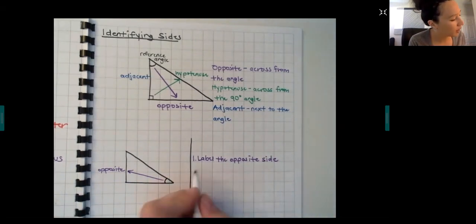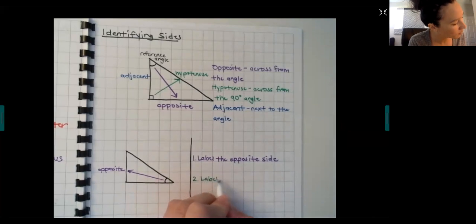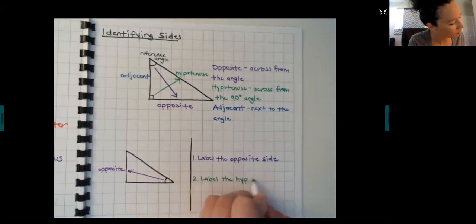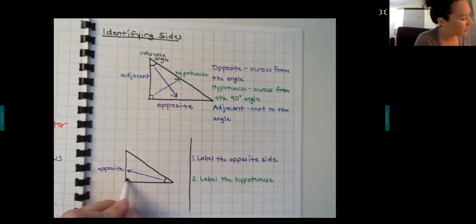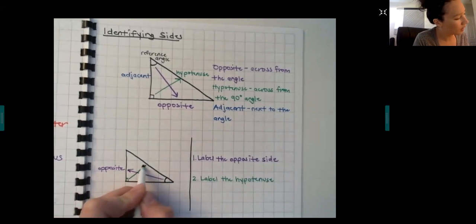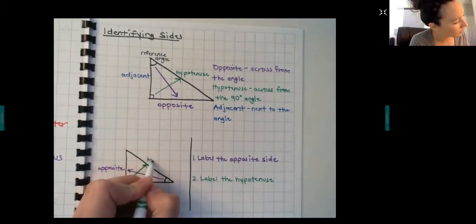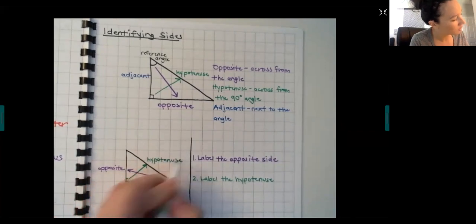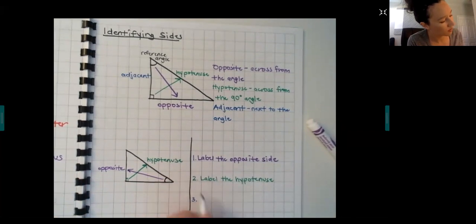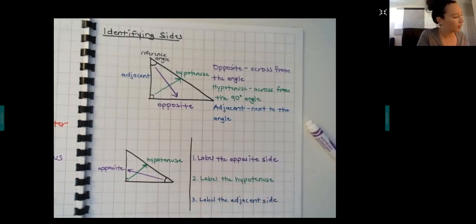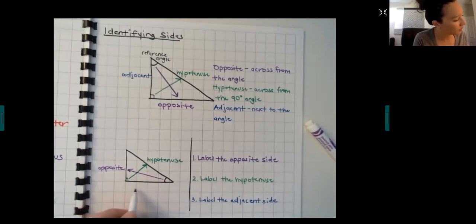Next, we want to label the hypotenuse. So here's our 90-degree angle. So it's the side across from the 90-degree angle. So that would make this side our hypotenuse. Then we need to label the adjacent side. And so that's the side right next to the angle, which is this side.